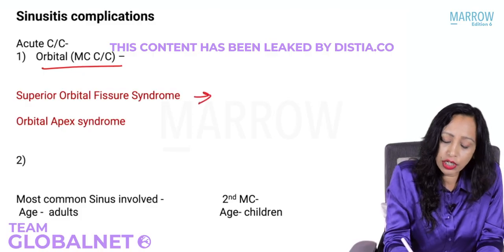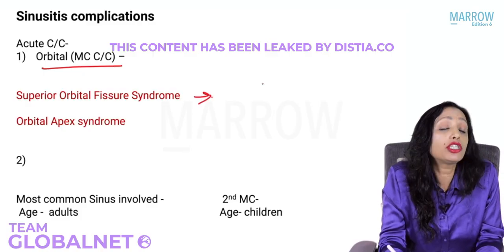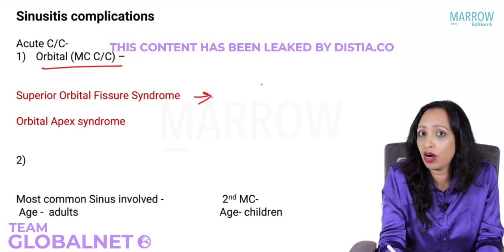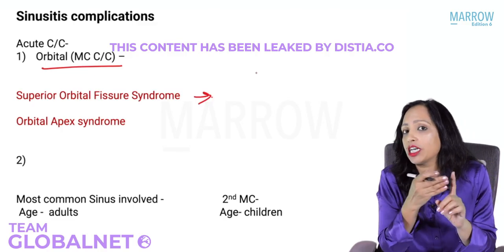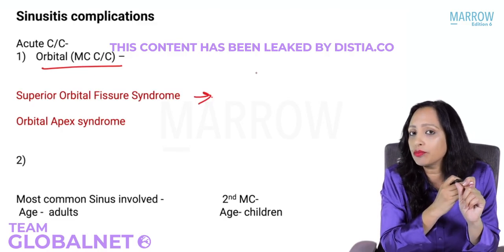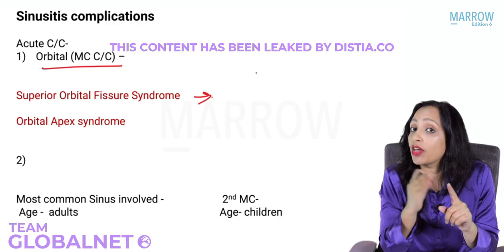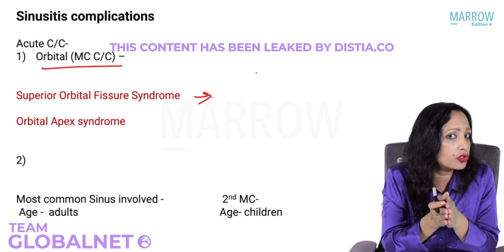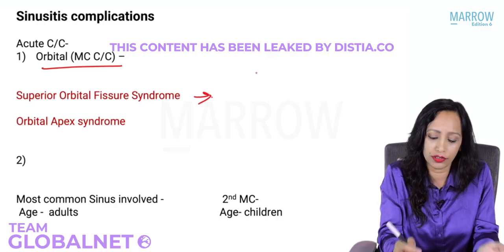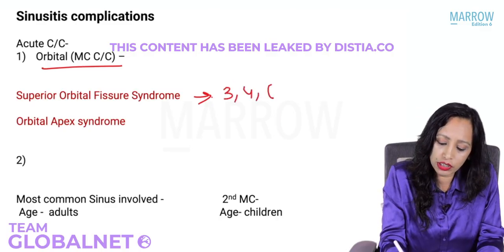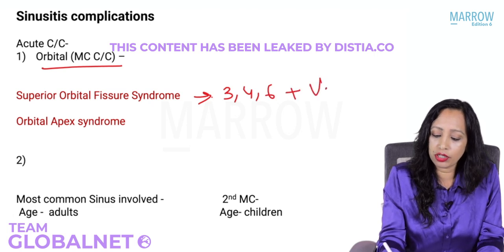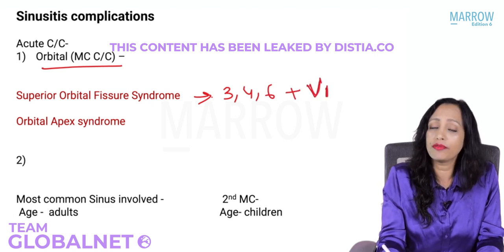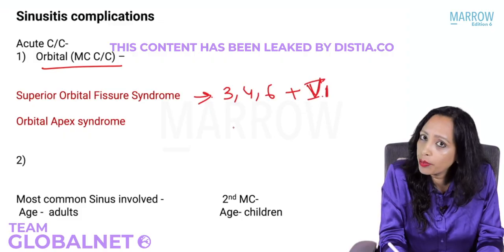Now, if the infection goes up till the superior orbital fissure, the nerves that will be involved will now be, along with third, fourth, sixth, which extra? Which are the nerves that come through the superior orbital fissure? Third, fourth, sixth, and ophthalmic branch of fifth. So if along with 3, 4, 6, the ophthalmic branch of fifth is also involved, that is what we call superior orbital fissure syndrome. That is the first branch of fifth.